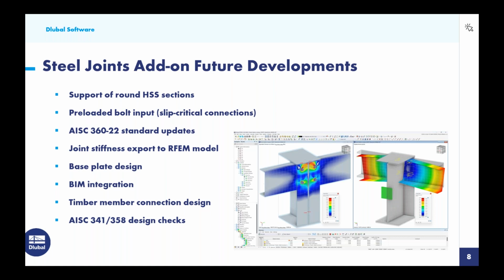As some of you know who have been using RFEM 5, we previously had timber member-to-member connections. So because we've totally revamped this connection design input here within RFEM 6, we also want to add timber member connection design in the future as well. And finally, AISC 341, 358 seismic design checks we plan to also add, but currently the AISC 360.